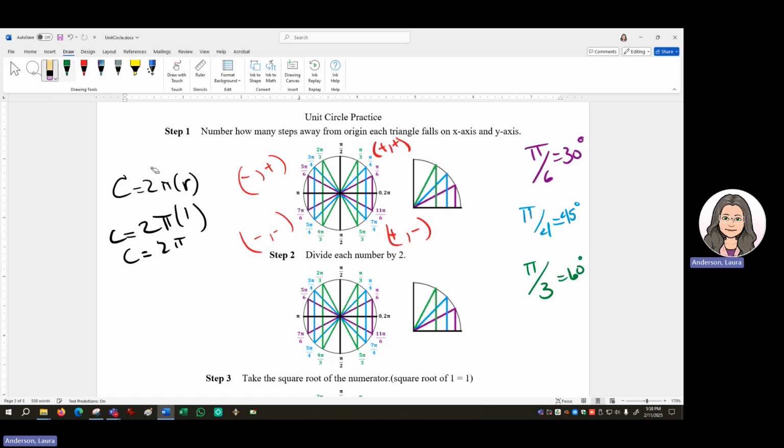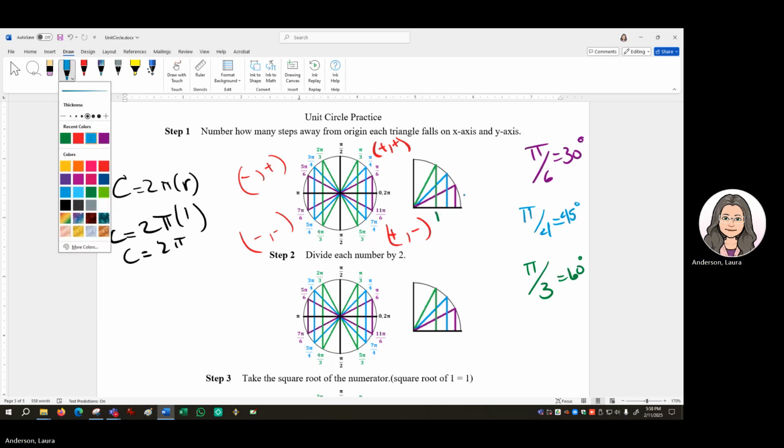So let's look at how we can figure out what those numbers are. The first thing we're going to do is say it's as easy as 1, 2, 3. So we're going to say 1, 2, and 3.